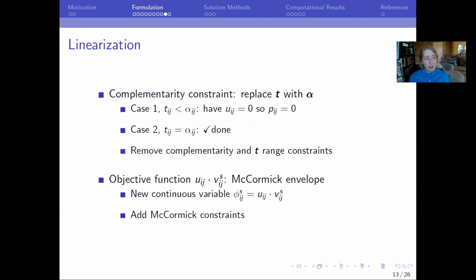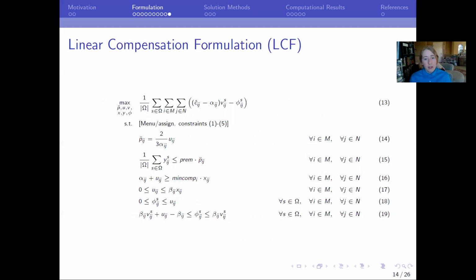It turns out if you replace the variable t with just its upper bound, the parameter alpha, the quality of solution is not compromised and the complementarity constraint is no longer needed. And as for the variable product in the objective, one of the variables being multiplied is binary, so we can just use McCormick inequalities and introduce a new variable phi that represents the variable product. With these changes, we have our linear compensation formulation, or LCF, given below.